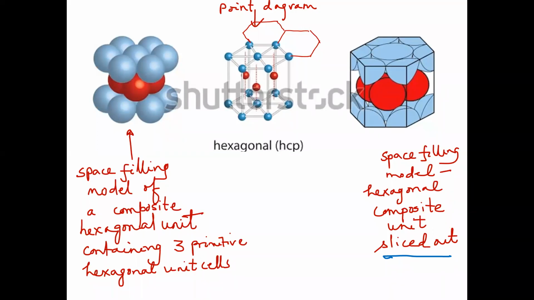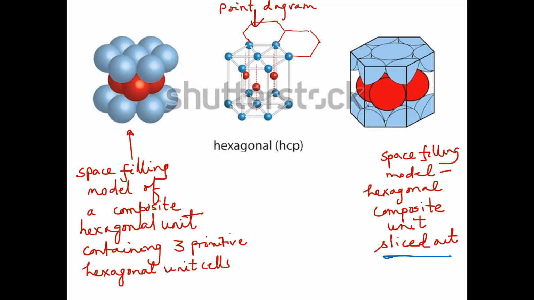Tell me, the ones which are sitting at the hexagonal corners will be shared by how many unit cells, so that what will be its fractional share per unit, not unit cell, a composite unit that we are interested in. This is a composite unit content.